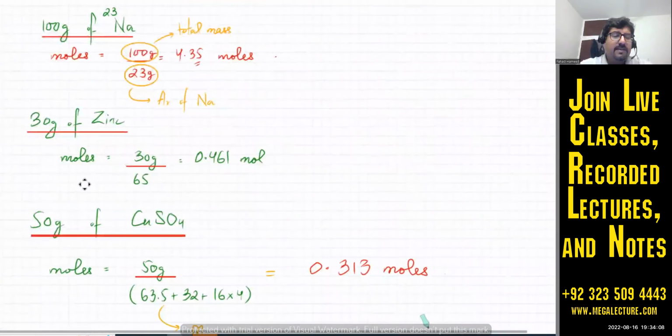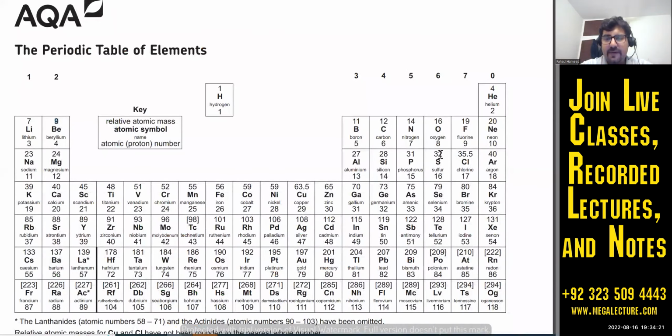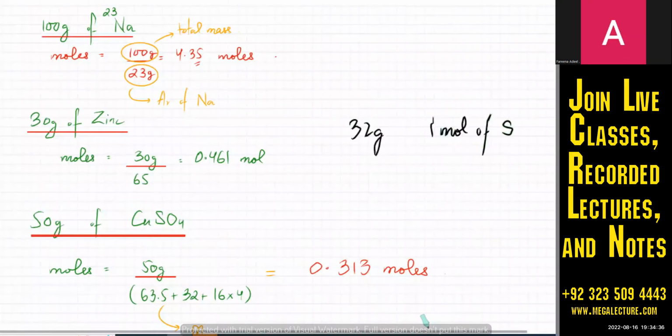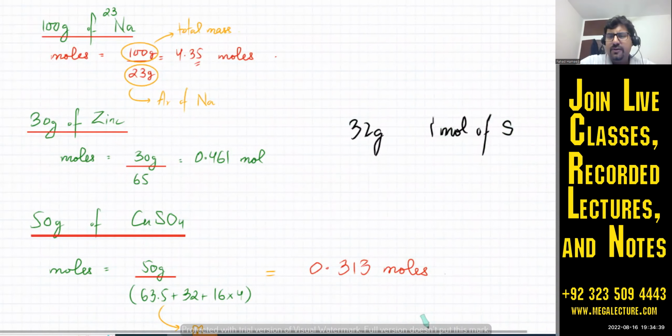If I've got 30 grams of zinc, I'll know how many moles I've got. The periodic table always gives the mass of 1 mole, so all of these masses are the mass of 1 mole of substance. Sulfur is 32, so 32 grams of sulfur is 1 mole of sulfur. If I've got 2 moles of sulfur, it's going to be 64 grams. If I've got 0.5 moles of sulfur, it's going to be 16 grams, right?